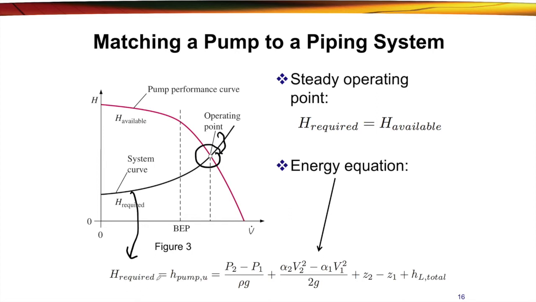So that H pump is H required. In order for you to determine the steady operating point, H required, that equation must be equal to H available. Normally the H available will be given to you in the question. Either it directly gives you the value of H available, or it will give you the equation itself to determine the H available. What you have to do is equate both equations in order to find whatever parameters they need you to calculate.